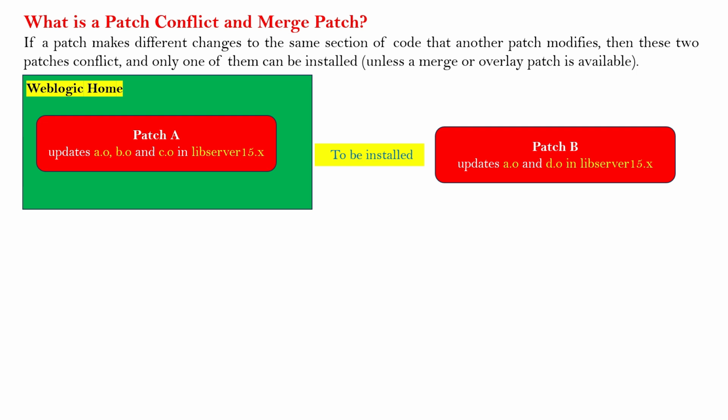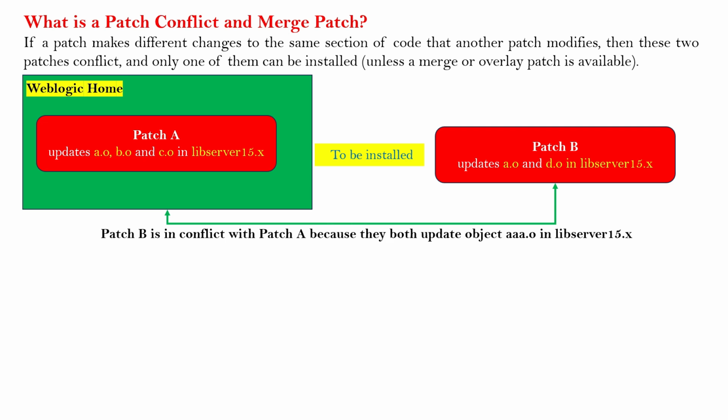So now we have two things. The first is that there is a conflict in the A.O code, and apart from that, there is a new functionality in D.O. So here, patch B is in conflict with patch A, because A.O is the common code that both patches are going to update. That means they both update object A.O in libserver15.x. Consider it as A.O, not AAA.o. So this A.O is common, which means the patches are in conflict because they are trying to update the same part of the code. But along with that, there is a new bug fix as well, D.O.